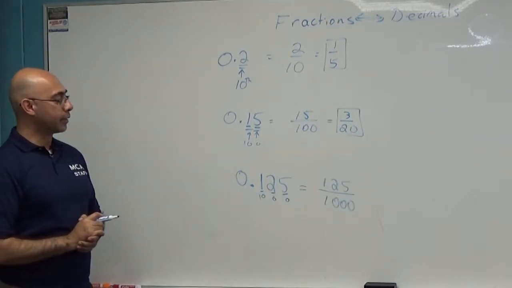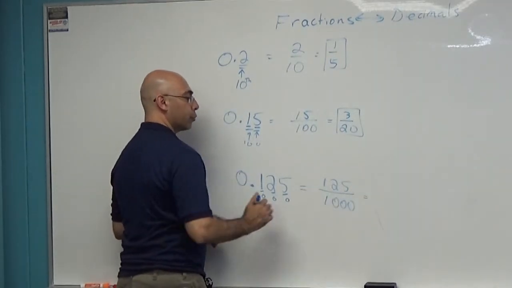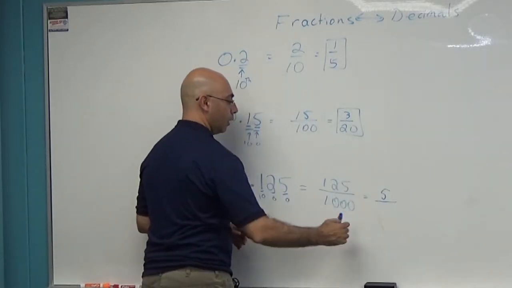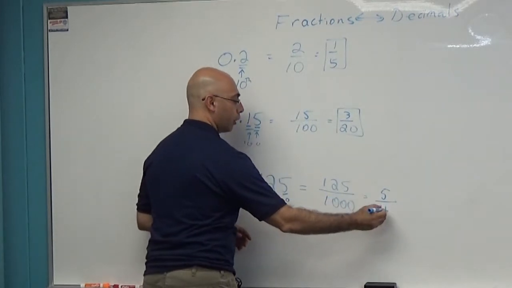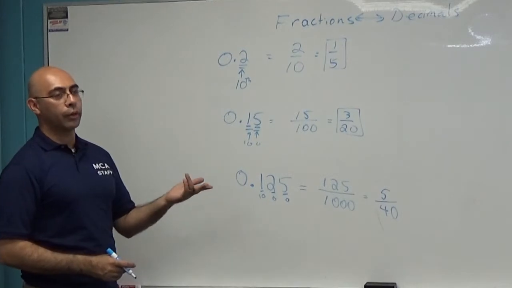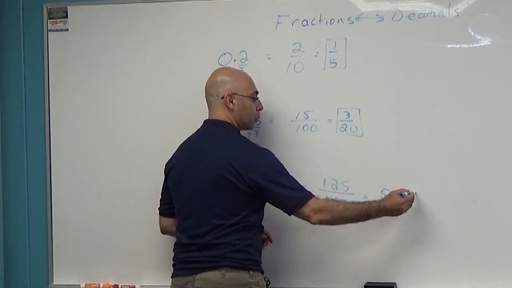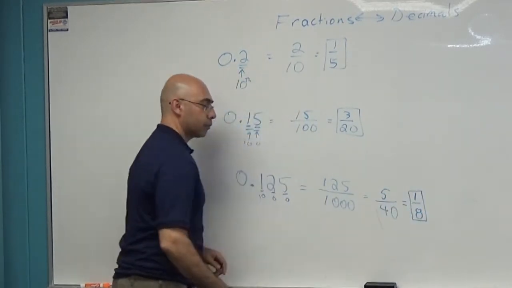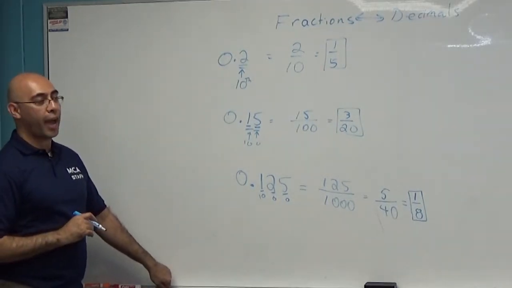Let's see, I can divide top and bottom by 25. How many quarters go into $1.25? 5. How many quarters go into $10? Very good, 40. 4 go into $1, 40 go into $10. I can reduce this again by 5, so this becomes 1 over 8. So these are all decimals turning into fractions.